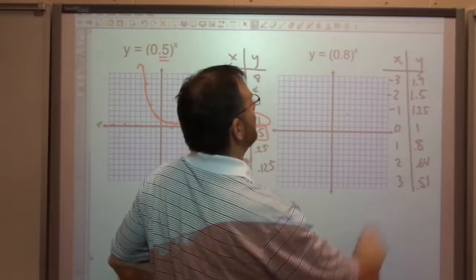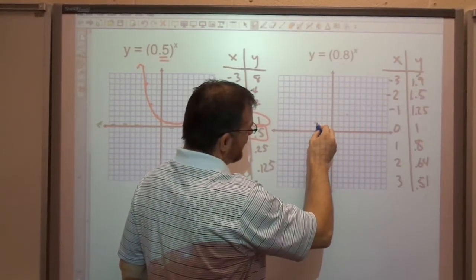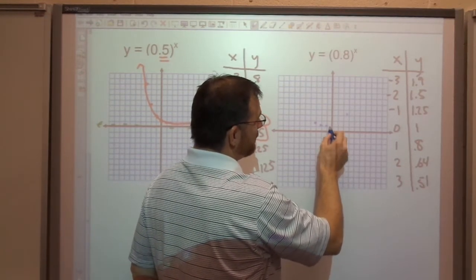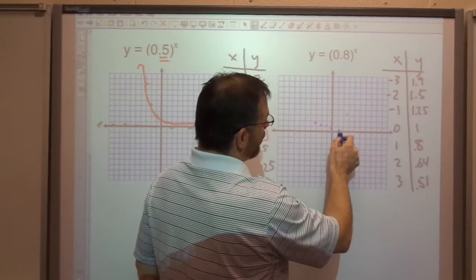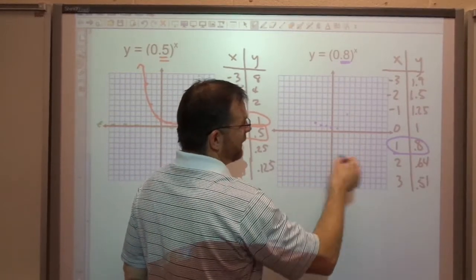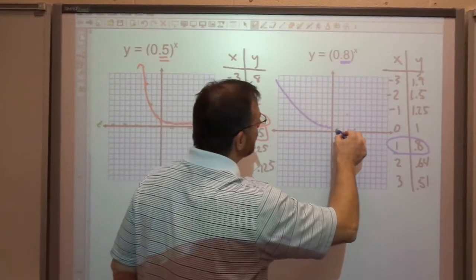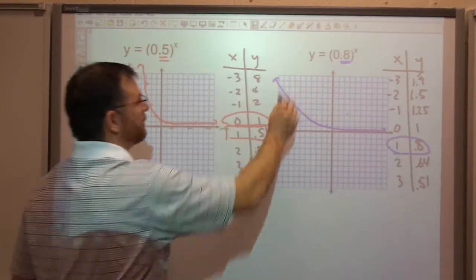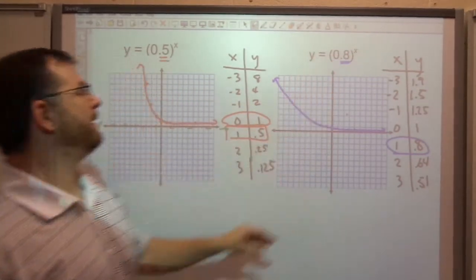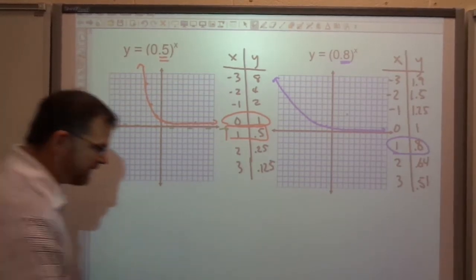This one, when x is negative 3, it's 1.9, right about there. X is negative 2, 1.5. X is negative 1, 1.25. And then 0.8. You see that? And then 2. This one's actually coming in a bit fatter. And it's still approaching 0, but it's never going to get there. So as this number is closer to 1, it's making it a little bit fatter. This number is a little bit closer to 0, it's making it a little bit steeper. So hopefully you see the difference.